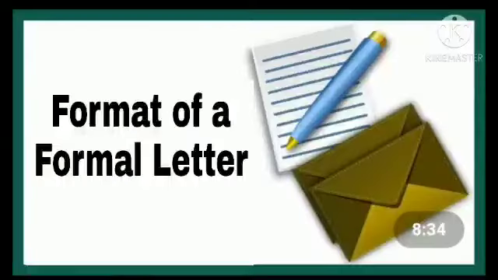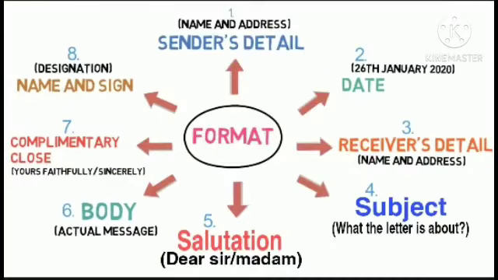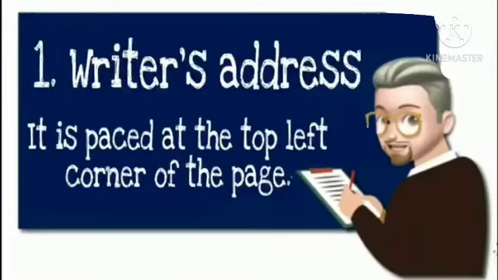Now, we will discuss the basic format of a formal letter. A formal letter must have 8 things in it. Number 1. Writer's or sender's address. It is placed at the top left corner of the page. You have to write the sender's name, address along with the contact details, email ID.